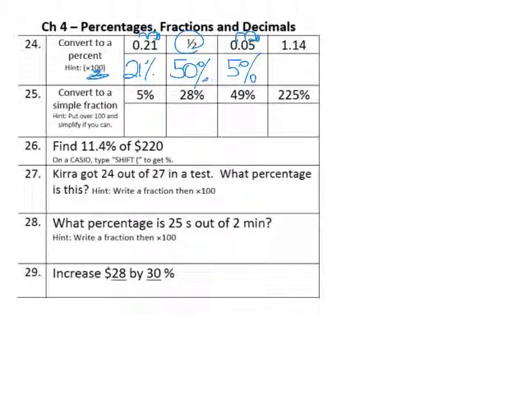And this one's a bit of an unusual one. Moving the decimal point 2 places gives me 114%, which is bigger than 100%, obviously.